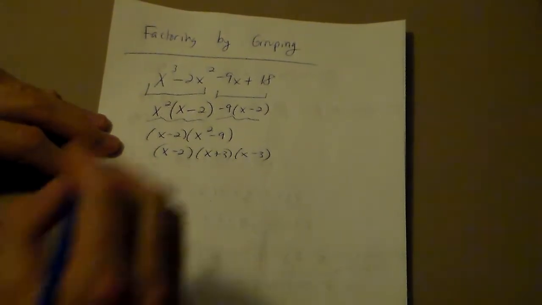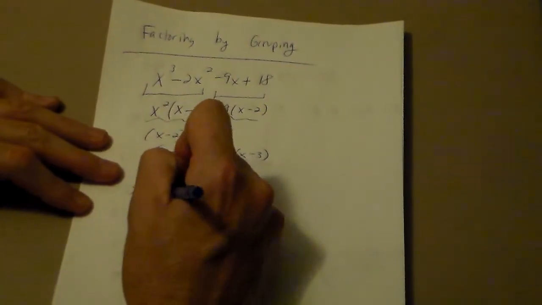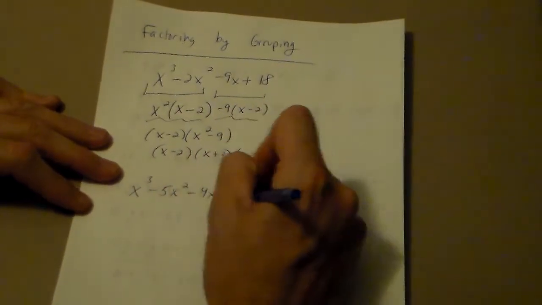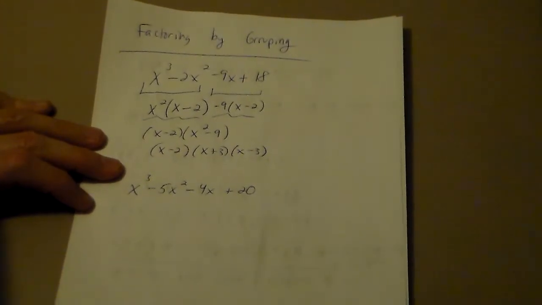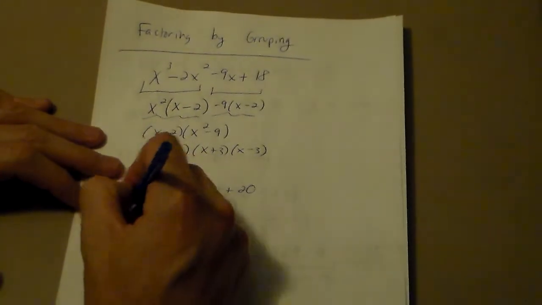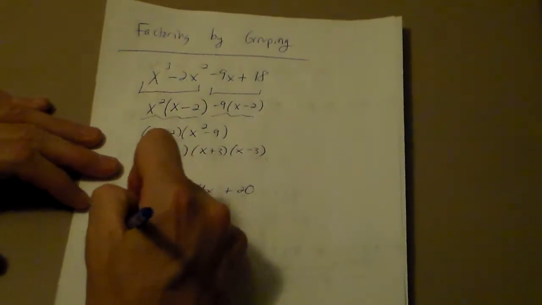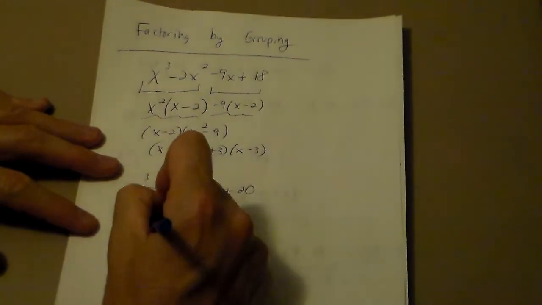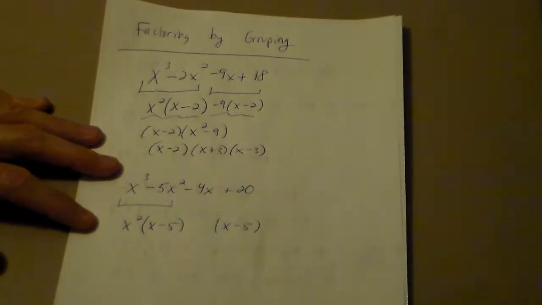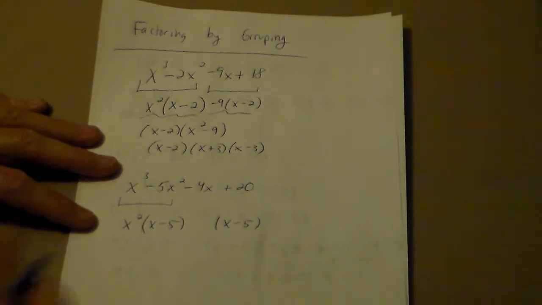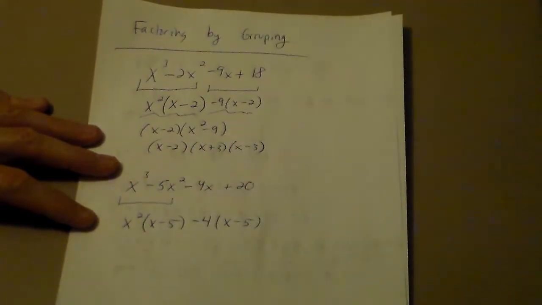Let me give you one to try. Give it a shot, guys. Hit the pause button and see what you can do. All right, GCF for these two is x squared, and you're left with x minus 5. Now, I need this to say x minus 5, so I've got to take out a GCF of negative 4.